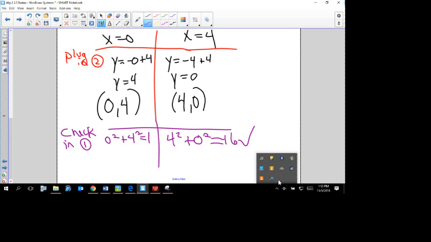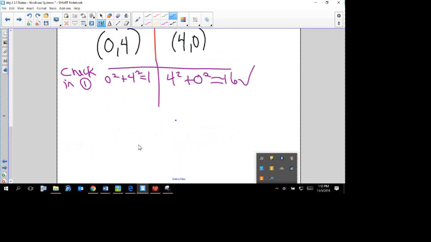So since they both work, how do I write my answer? Fancy brackets. Then 0, 4 and 4, 0. My answer is 2 ordered pairs. There's more than one, so we're going to fancy bracket them up. Okay? So that's what we were doing on block day, and then you did a little bit of a review on Friday over it. Now we're going to add on to this.